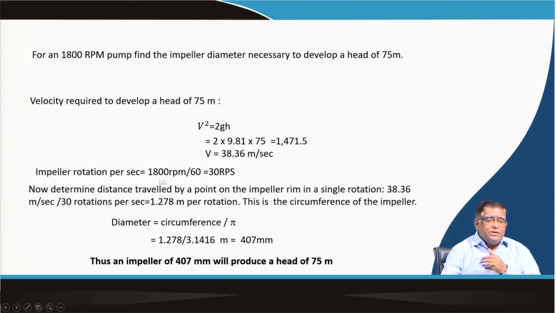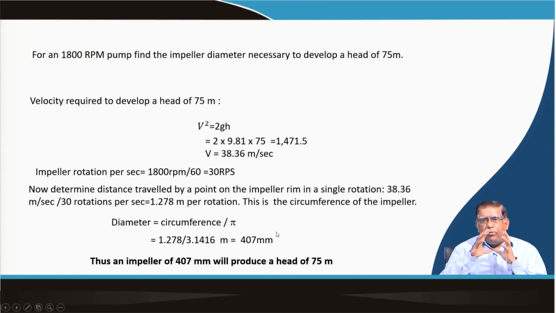Now, the distance one point of the fluid will travel is the circumference of the impeller. So, from there we can find out how many meters one point is rotating. If that is the circumference, then we can find out the diameter, this will be 407.